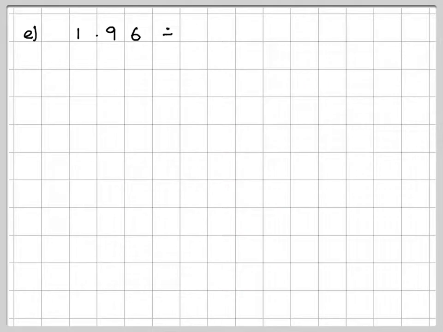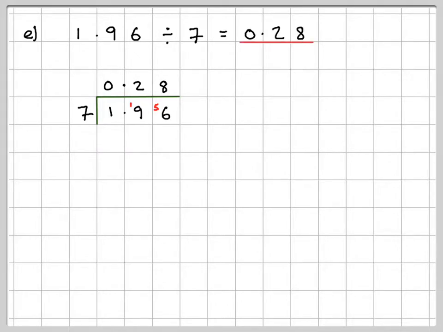And then the last example, 1.96 divided by 7. Right, 7's into 1 don't go, so we need to put in a 0. The decimal point in line with the question, so 0. So we've got a 1 to carry across. 19 divided by 7 is 2, and that's going to be remainder 5. And then 56 divided by 7 is going to be 8. So we get an answer there of 0.28.